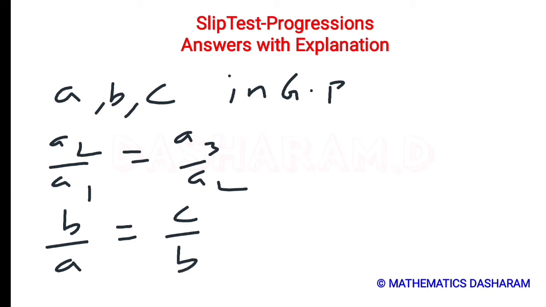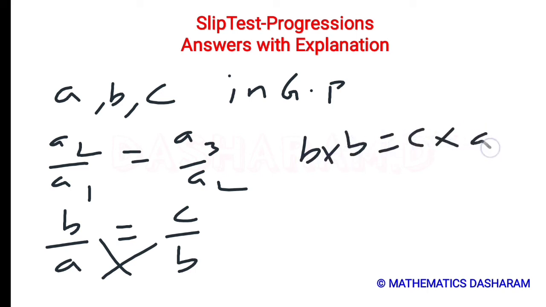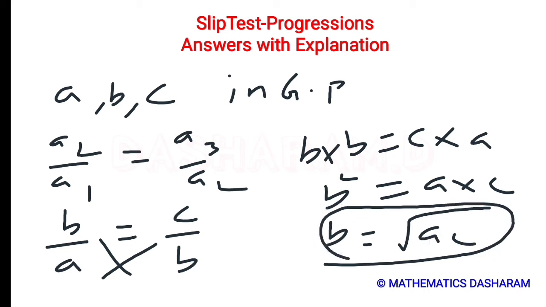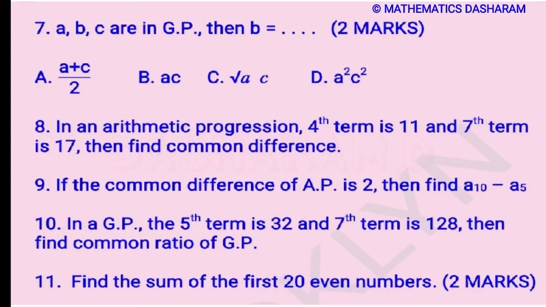But he is asking what is the B value, so do cross multiplication. So B into B equals C into A, B squared equals C into A, means A into C, both are the same, then B equals under root AC, so the B value is root AC. So option C is correct.